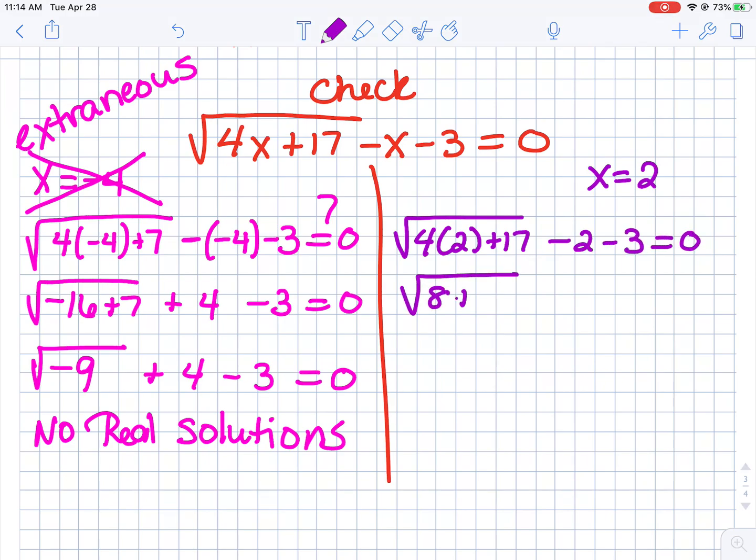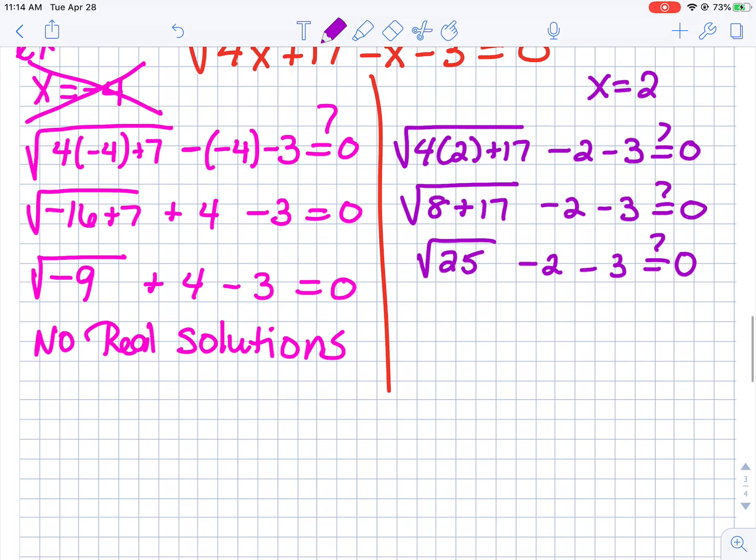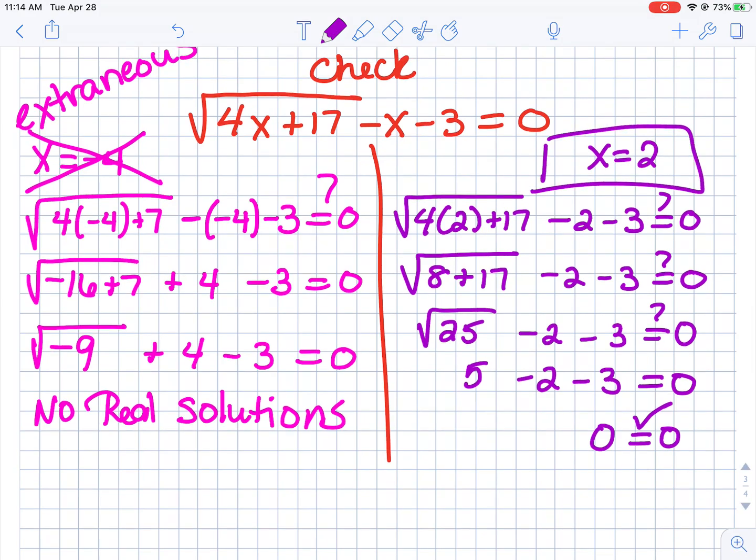So we have the square root of 8 + 17 − 2 − 3 equals 0. So this will be the square root of 25. And we're asking ourselves, does this equal 0? Minus 2 minus 3, does that equal 0? So then we have 5 − 2 − 3. And 5 − 2 − 3 does equal 0. So in this case, one of the solutions works.